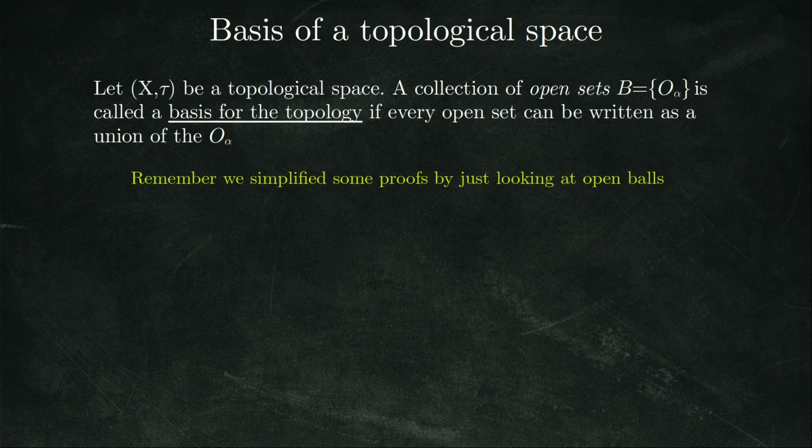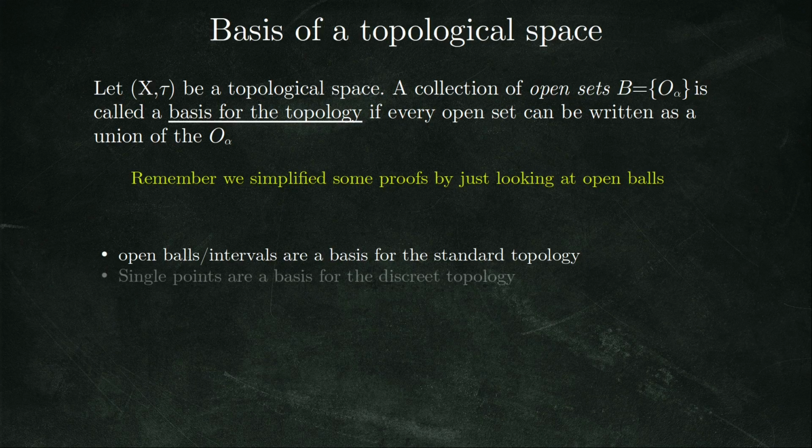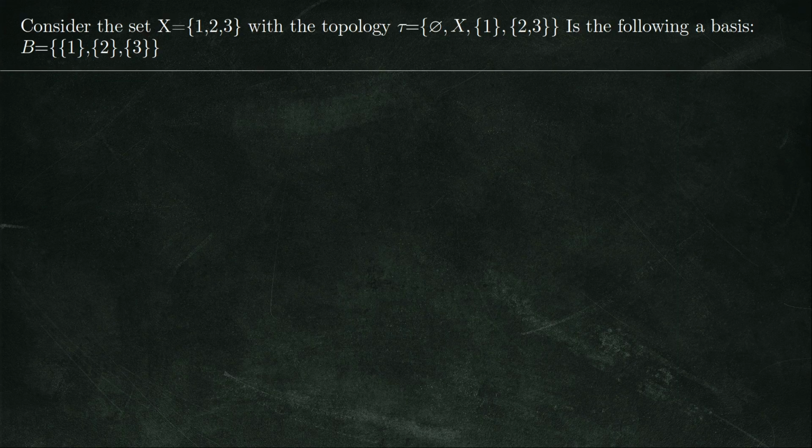And there's really only a couple of useful examples. So firstly is that open balls or intervals are a basis for the standard topology, and single points form a basis for the discrete topology. For the other topologies we've seen, the idea of a basis isn't particularly helpful, but it's very helpful for the standard topology. Okay, for our example, we've got our finite set X is {1, 2, 3} with this topology. In this topology, is the following here a basis? I'll give you a few seconds to think about it, then I'll give you the answer.